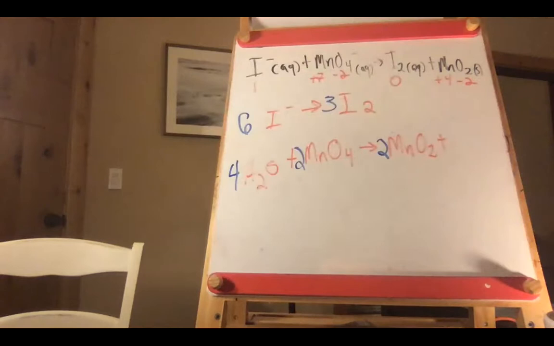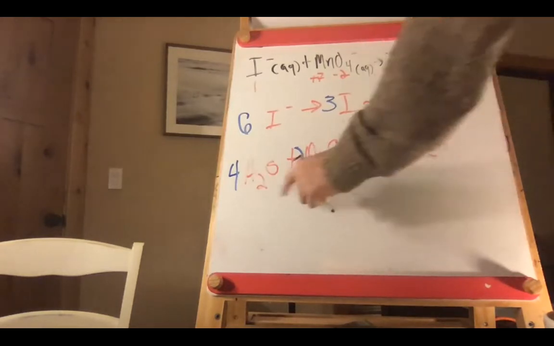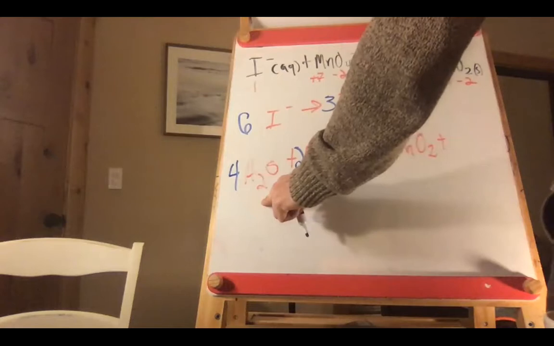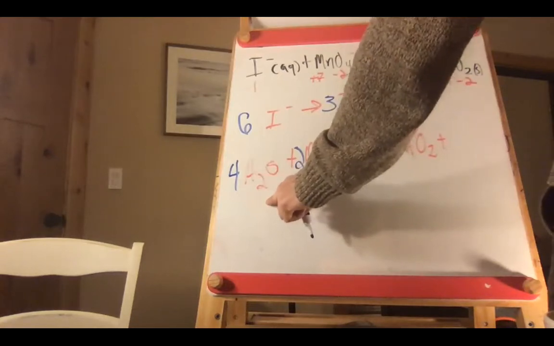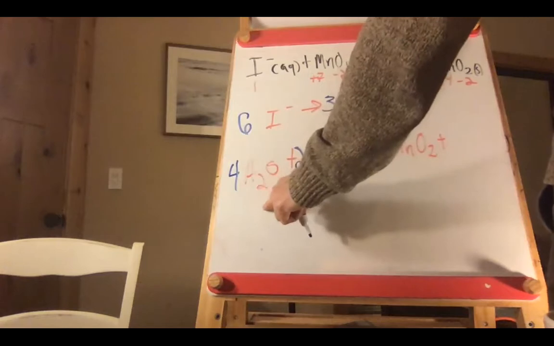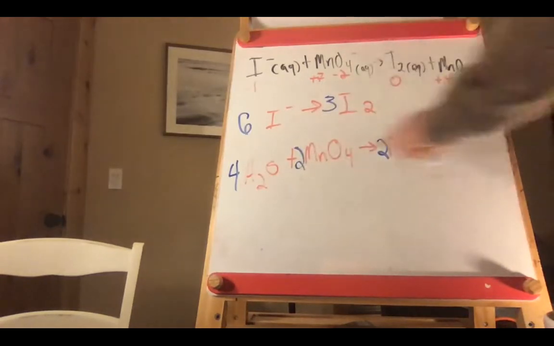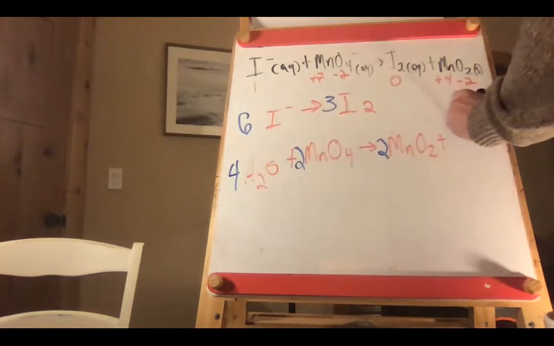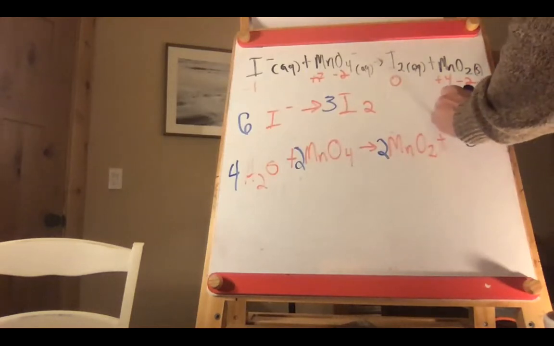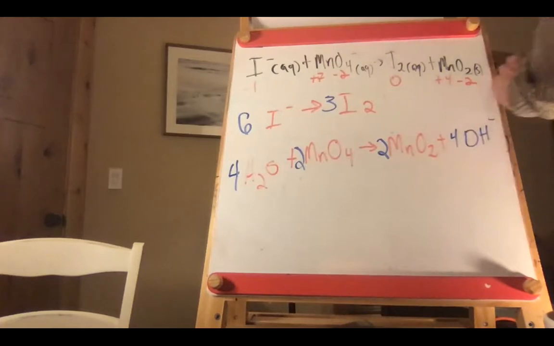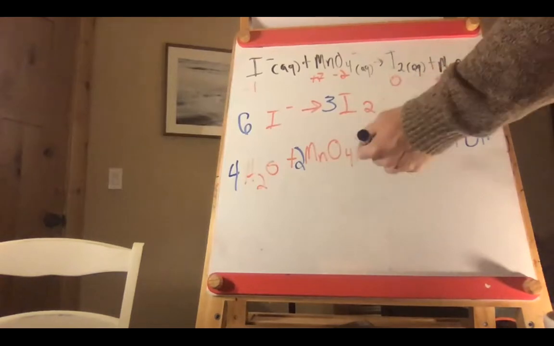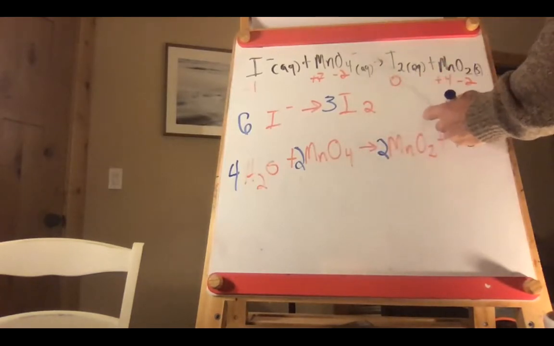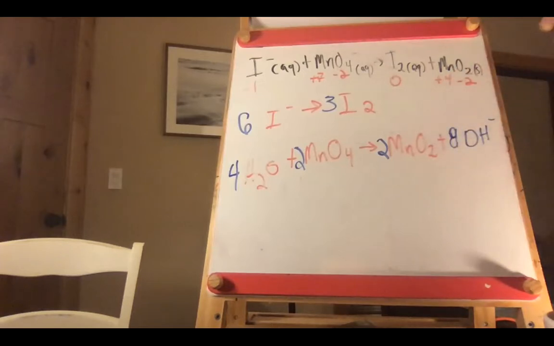Okay. And then I forgot to add the hydroxides on this side. Remember, we added 4 hydroxides on this side to neutralize those hydronium ions. Whatever you do to one side, you have to do the other. So we have 4 over here, 4 hydroxide ions. And then we also have to multiply those by 2 as well. So we end up with 8 hydroxides.